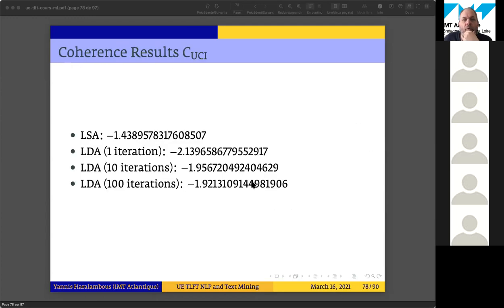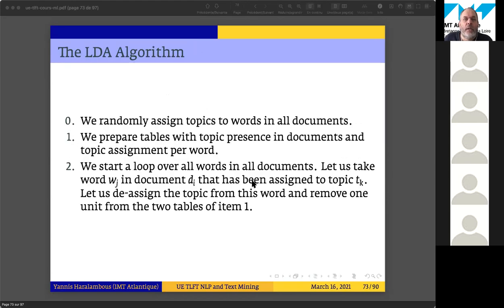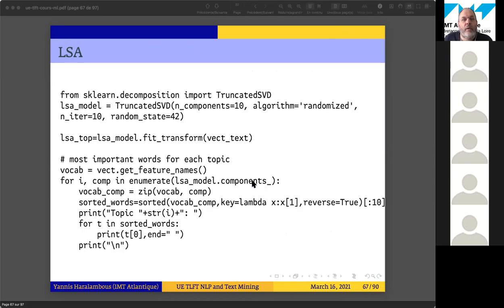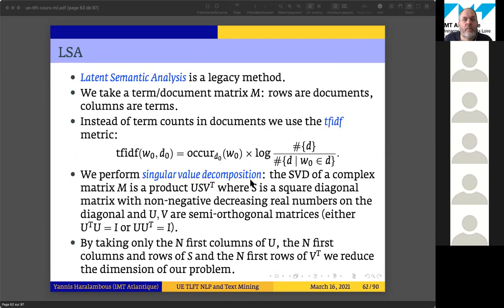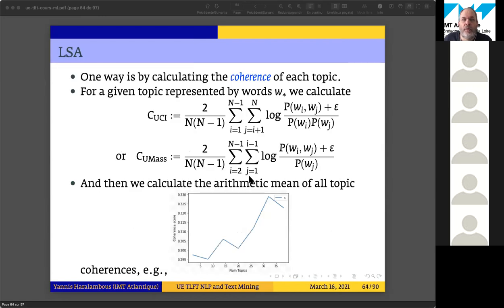I also gave you a tool called coherence for evaluating the quality of topics. There should be a slide on coherence. Here it is. Now, this is not the only tool, and again, it's not the universal truth, but at least it gives you some means of comparing different sets of topics and the distributions.